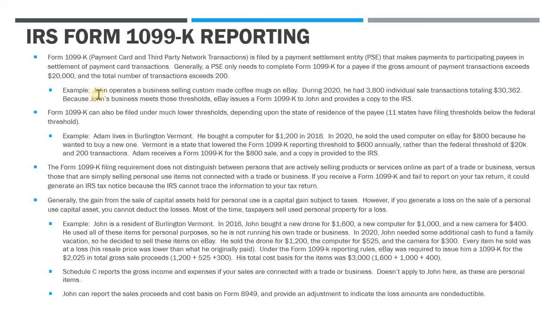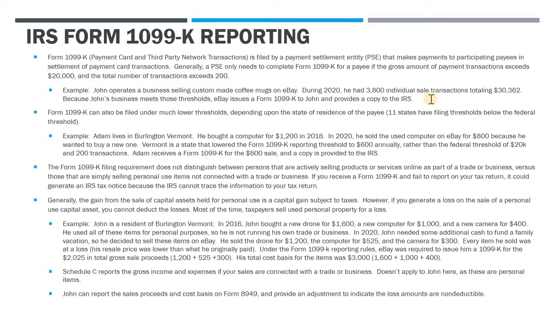So in this example here, we have John operates a business selling custom-made coffee mugs on eBay. During 2020, he sold 3,800 mugs to individual customers, totaling $30K worth of gross sales. So because he meets this $20K and 200 threshold, eBay's got to send him a 1099-K. And then a copy is also going to the IRS. So now John would report these amounts on his Schedule C, right, because he is operating a trade or business. And then he would deduct his expenses, inventory, and everything there.